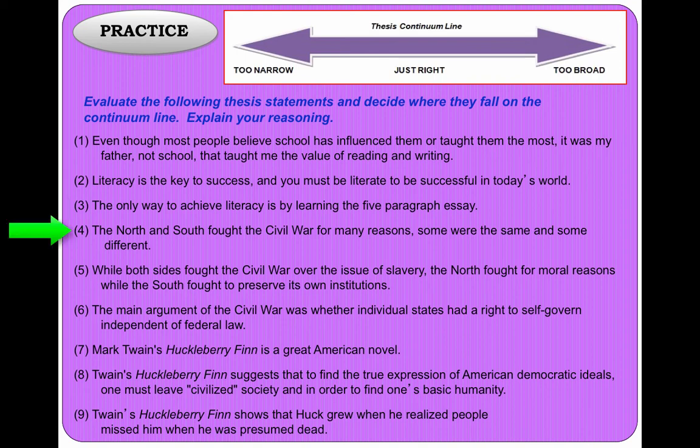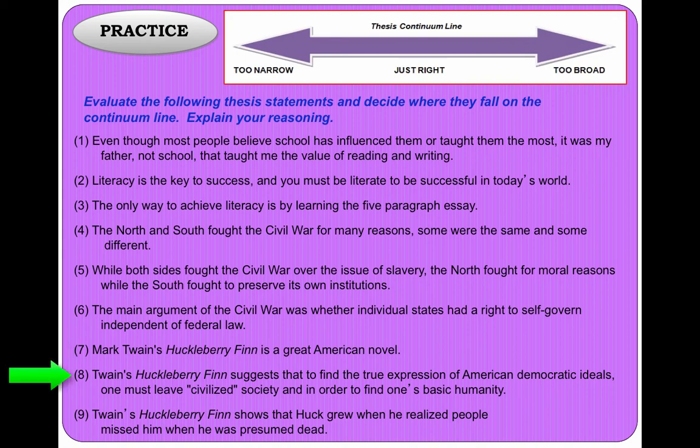4. The North and South fought the Civil War for many reasons. Some were the same and some were different. 5. While both sides fought the Civil War over the issue of slavery, the North fought for moral reasons while the South fought to preserve its own institutions. 6. The main argument of the Civil War was whether individual states had a right to self-govern independent of federal law. 7. Mark Twain's Huckleberry Finn is a great American novel.